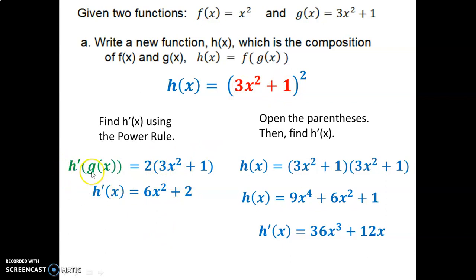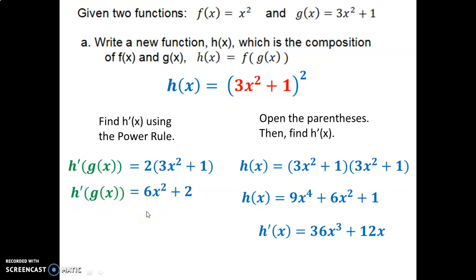It's actually h prime of g of x. We've taken the derivative of the outside thing, the function itself, but we've ignored that there's a function inside. So now we're saying, hey, there's a function in there. So let's write the derivative like this. So that means that's that as well. So this is not really h prime of x.